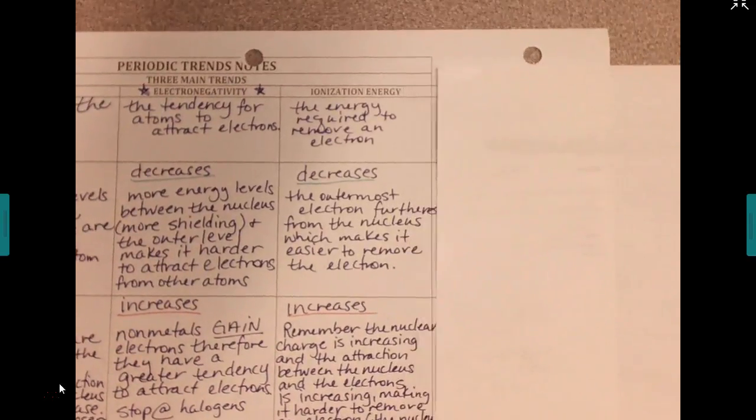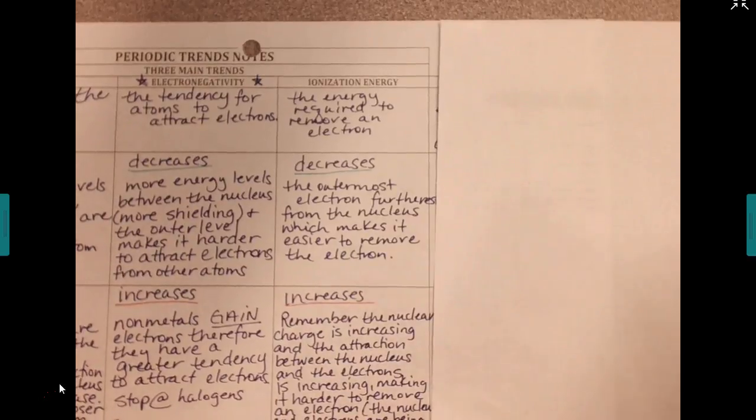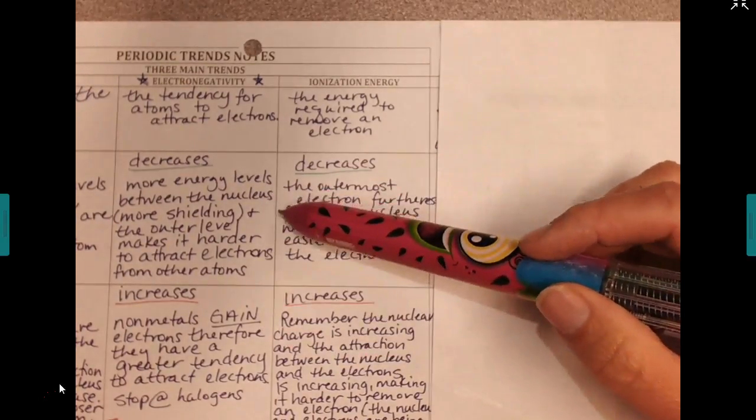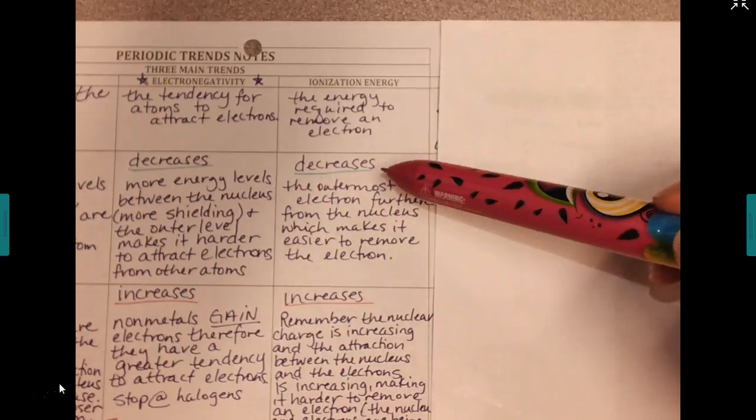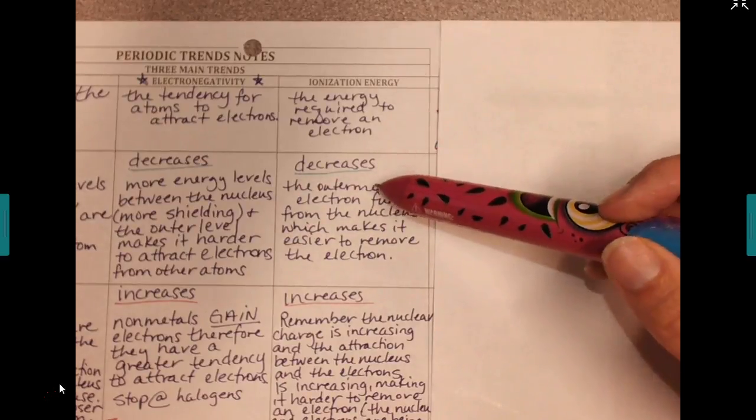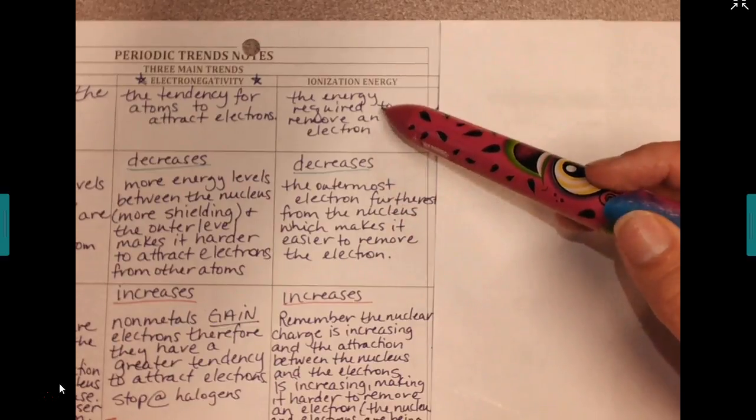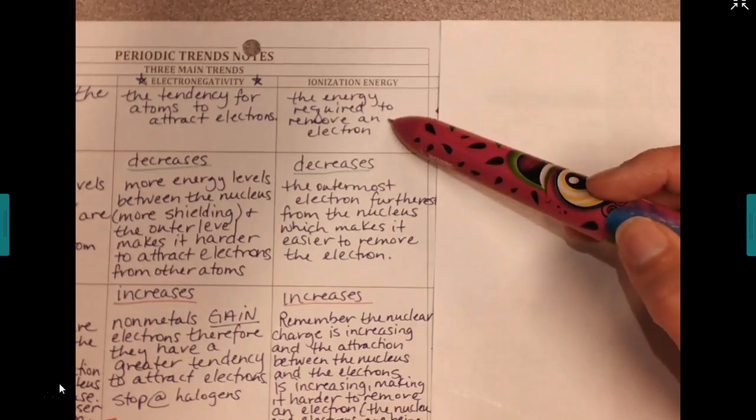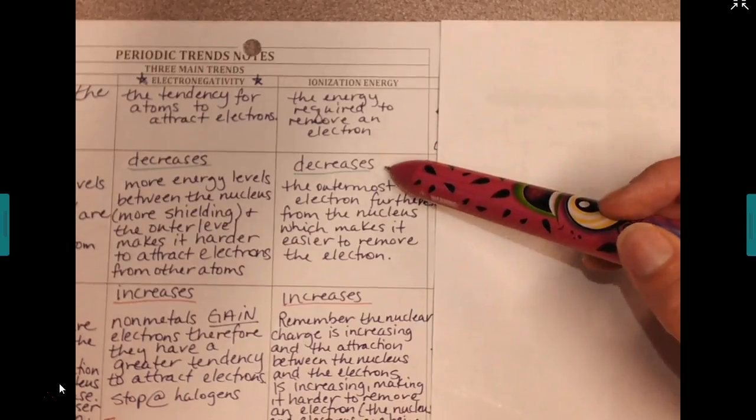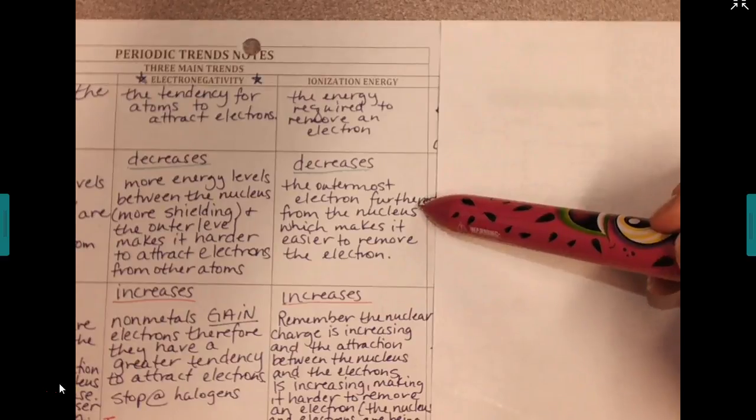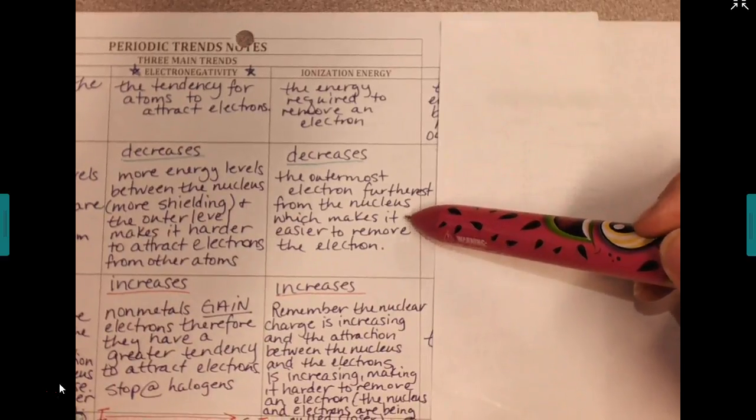Ionization energy is the energy required to remove an electron. We're going to have that same trend that we had for electronegativity, but it's for different reasons, of course. This is going to decrease as we go down because the outermost electron is furthest from the nucleus, which makes it easier to remove that electron.